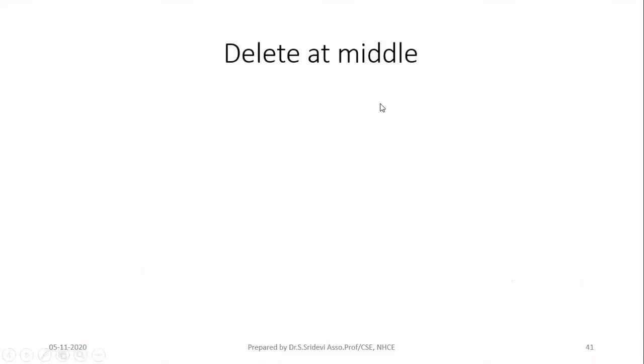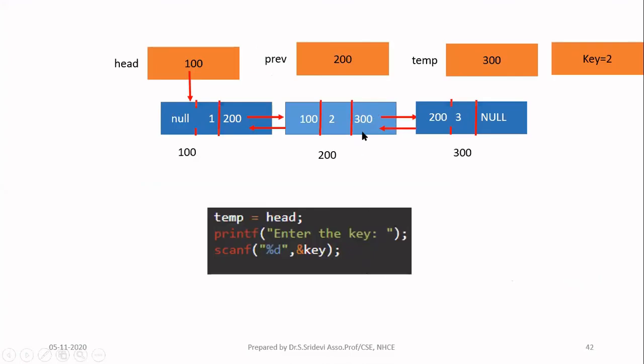Then comes delete at the middle. When you want to delete at the middle, we are going to get the key value from the user, the key value of the node which we are going to delete. So I am going to travel now to find out which node is having the data as the key. To initiate the traversal, I need to keep the value of the head in a temp variable.